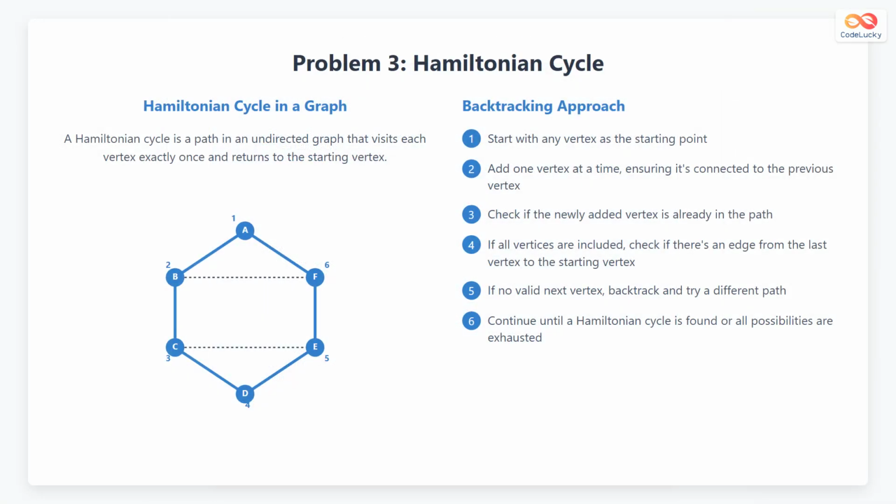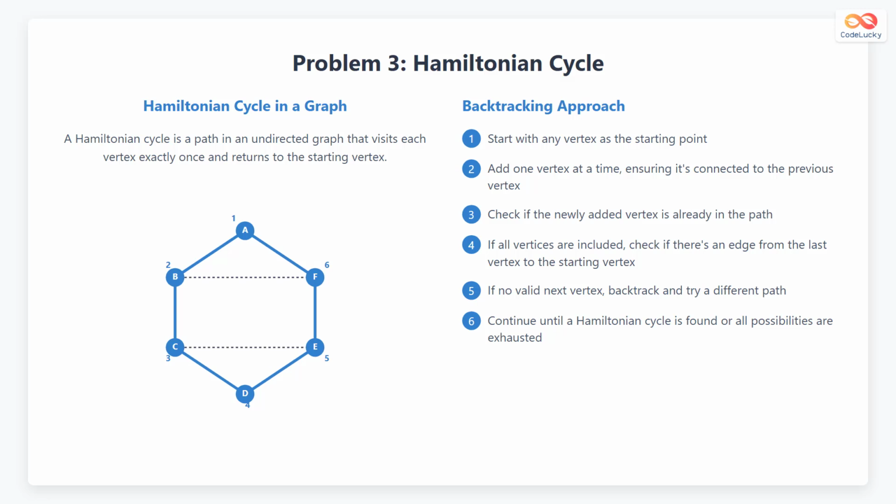Let's look into the problem of finding a Hamiltonian cycle. A Hamiltonian cycle is a path in an undirected graph that visits each vertex exactly once and returns to the starting vertex. The backtracking approach to find a Hamiltonian cycle can be described as follows.